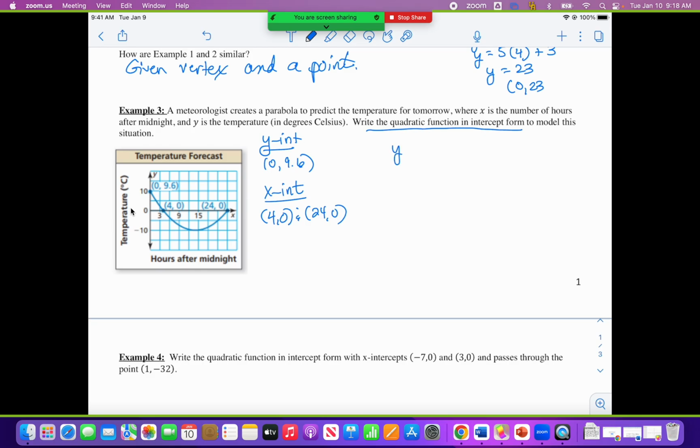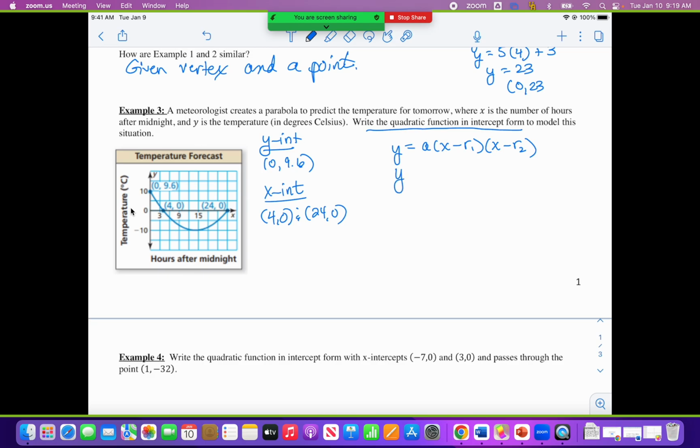We're going to write y equals a times the quantity x minus r1 times the quantity x minus r2. Just like I told you in example 1 and 2, write out the form you need. Write it every single time on the homework and in the notes because that's going to help you memorize them, okay? By the time you're done, you've done them 10, 12 times. For 4 days, we should have them memorized at that point.